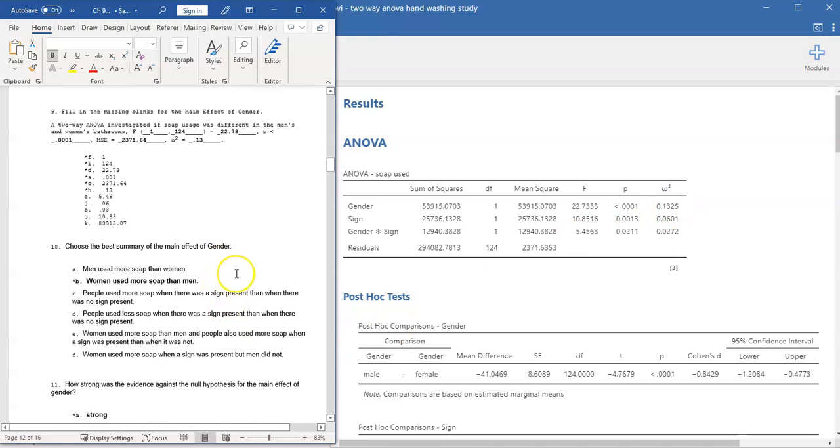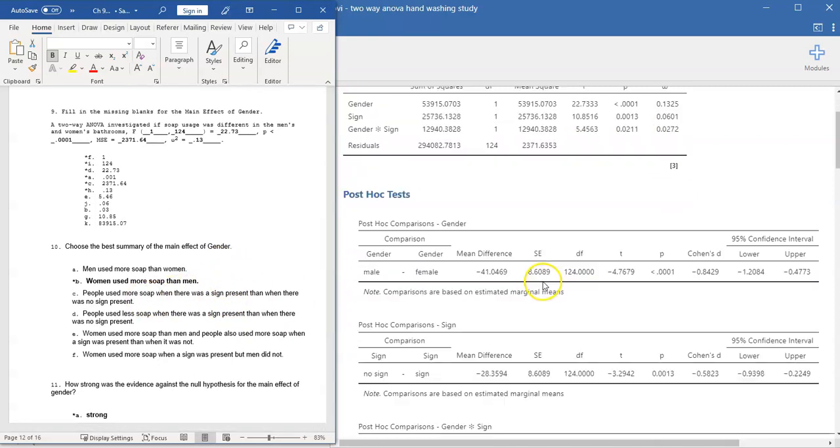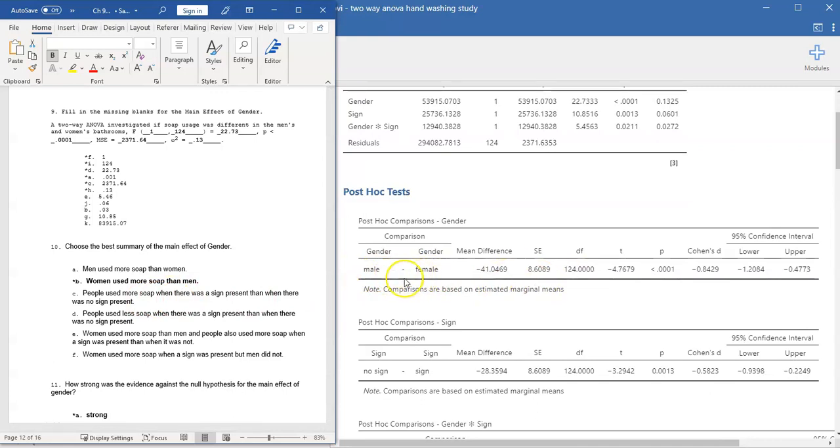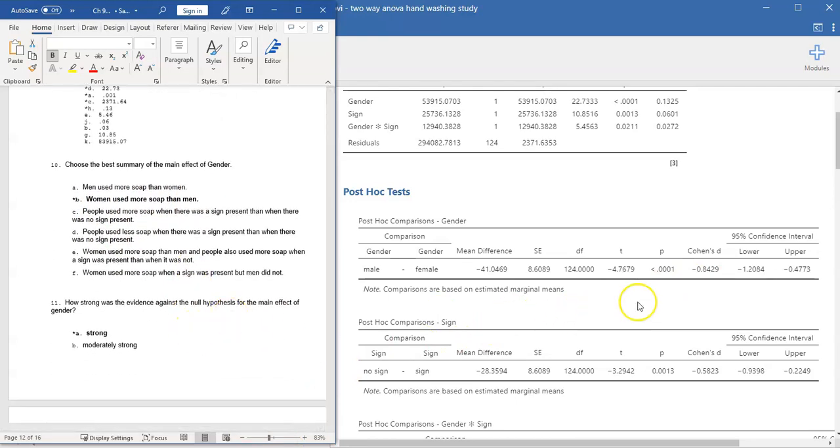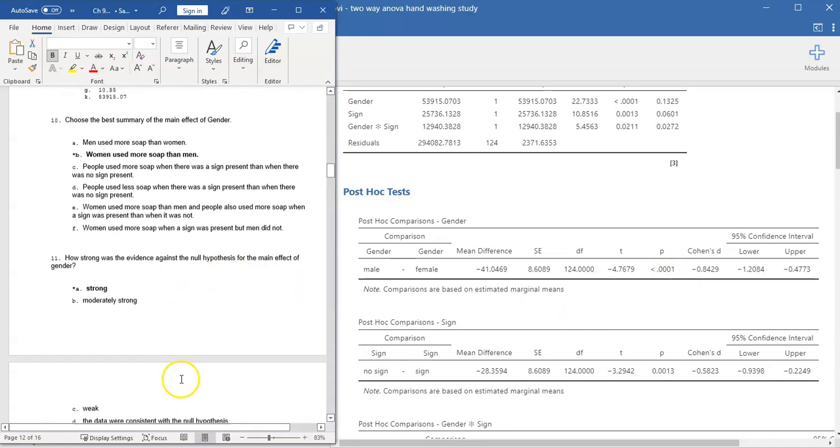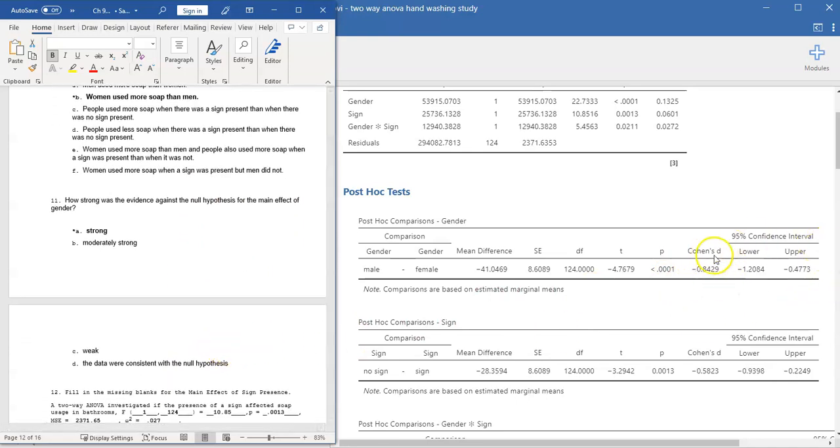Choose the best summary for the main effect of gender. Well, you could also come down here and look at this post hoc comparison for males and females. You can see that there was a 41 milliliter difference in soap usage, females using more. And that is a very compelling difference given this p-value, and the effect size is quite large. It's 0.8, which is a large effect. So again, women used more soap. How strong is this evidence? It's strong because this p-value is very, very small and the effect size is large. I didn't ask a question about effect size, but I could have, and the effect would be large.